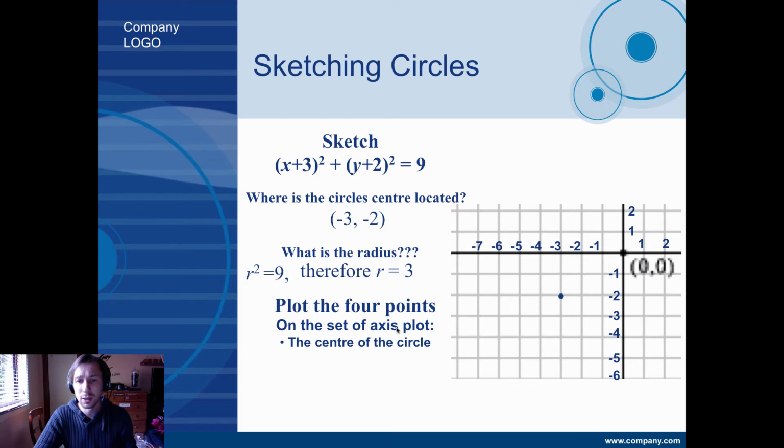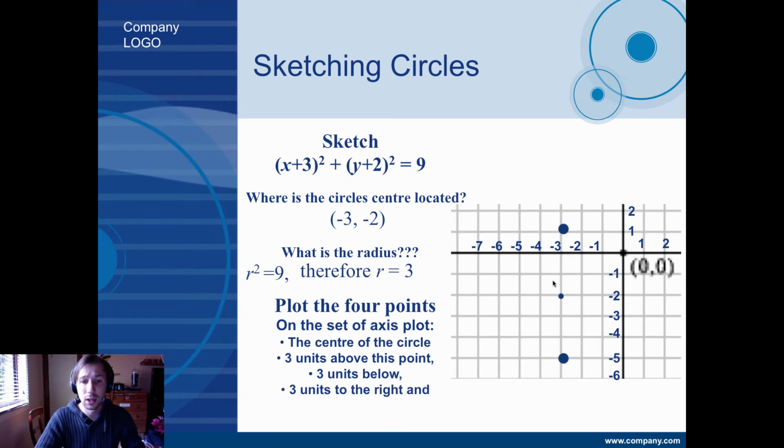So we know the radius is 3, so what we're going to do is go 3 units above that point. So 1, 2, 3 comes to here. And we're going to go 3 units below that point. So you go 1, 2, 3 comes to here. Right, 3 units to the left and to the right. So 1, 2, 3 to the right. And we go 1, 2, 3 to the left. And therefore you've got your 4 points once again.